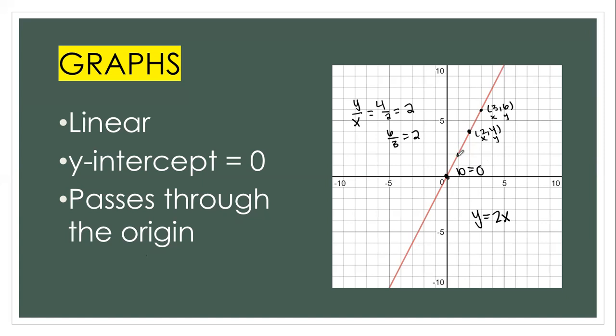I could also just find the slope, rise over run. It's rising 2, running 1. So the rate, the constant of proportionality, is 2.